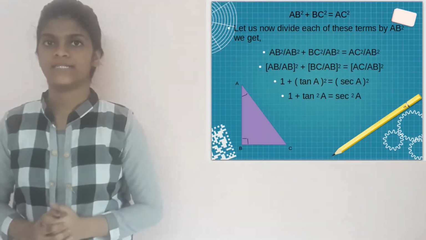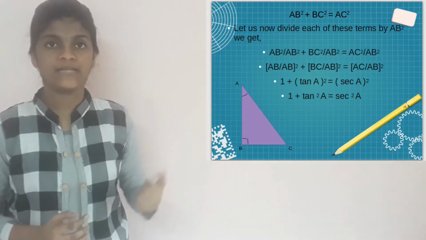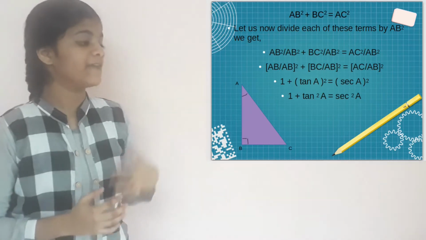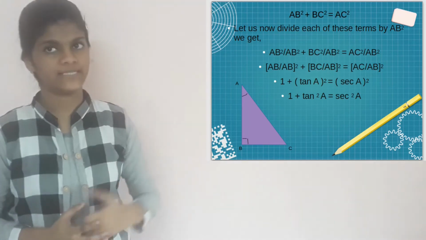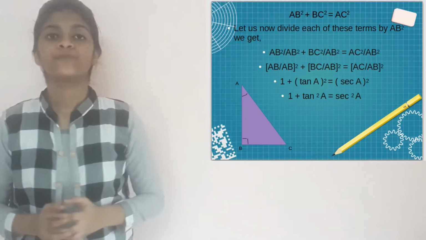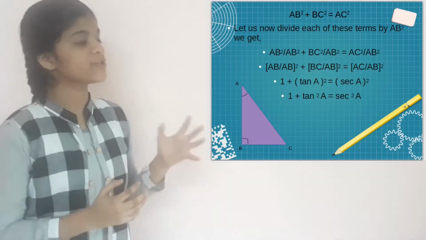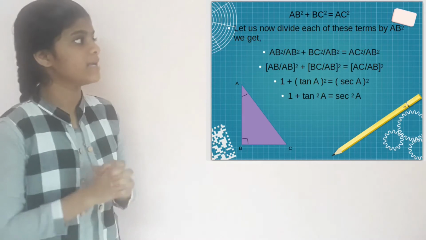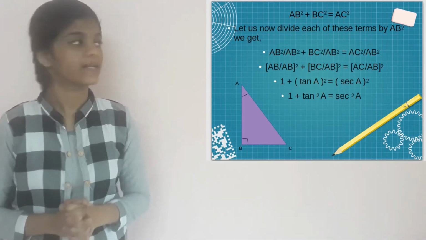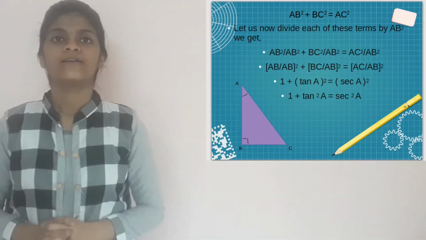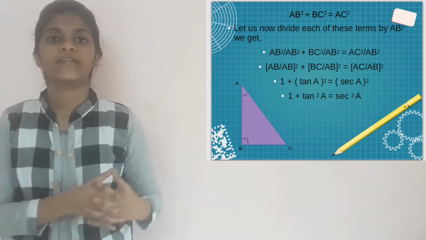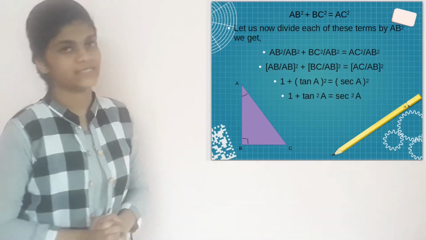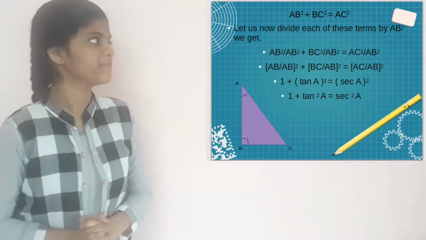Now, the second identity. For that, again we have the same triangle ABC where angle B is equal to 90 degree. And we have AB square plus BC square is equal to AC square. Now, to prove the second identity, let us divide each of these terms by AB square, so that the equation changes to AB square by AB square plus BC square by AB square is equal to AC square by AB square. Now, taking square common for both numerator and denominator, we get AB by AB the whole square plus BC by AB the whole square is equal to AC by AB the whole square.